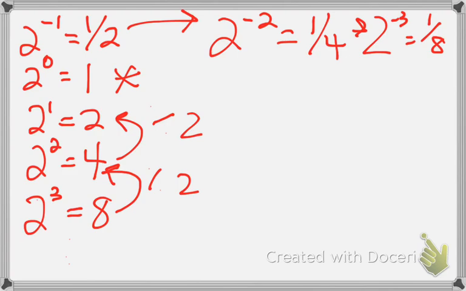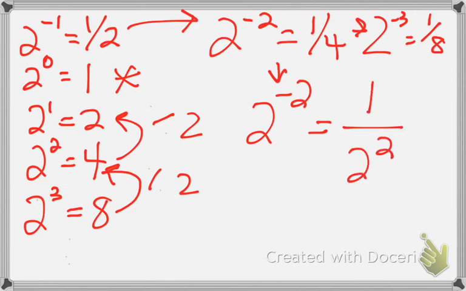Another way that you can think about that, so if we have 2 to the negative second power, this negative exponent is going to drop it down to the base, so this is going to be 1 over 2 squared, which is 1 over 4.